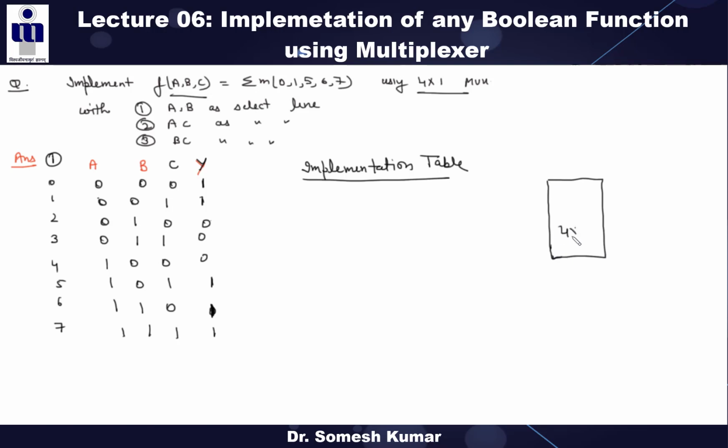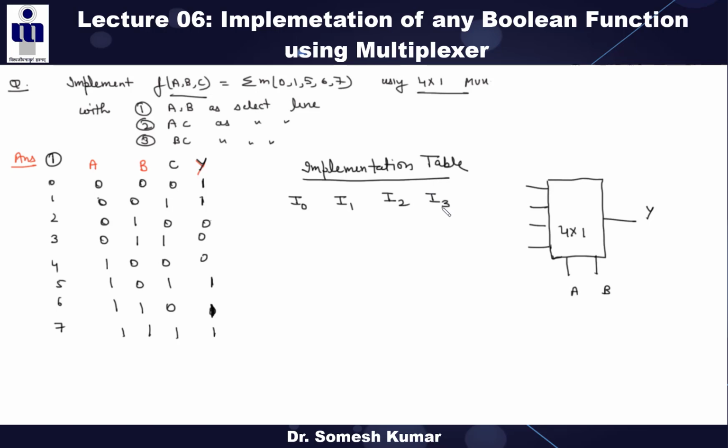In the first part, this is your 4:1 MUX, and these are your select lines. This AB is your select lines, as given in the statement. Now these inputs are unknown. You have to find out these inputs. Understand? Now in the implementation table, in the columns, write I0, I1, I2, I3.